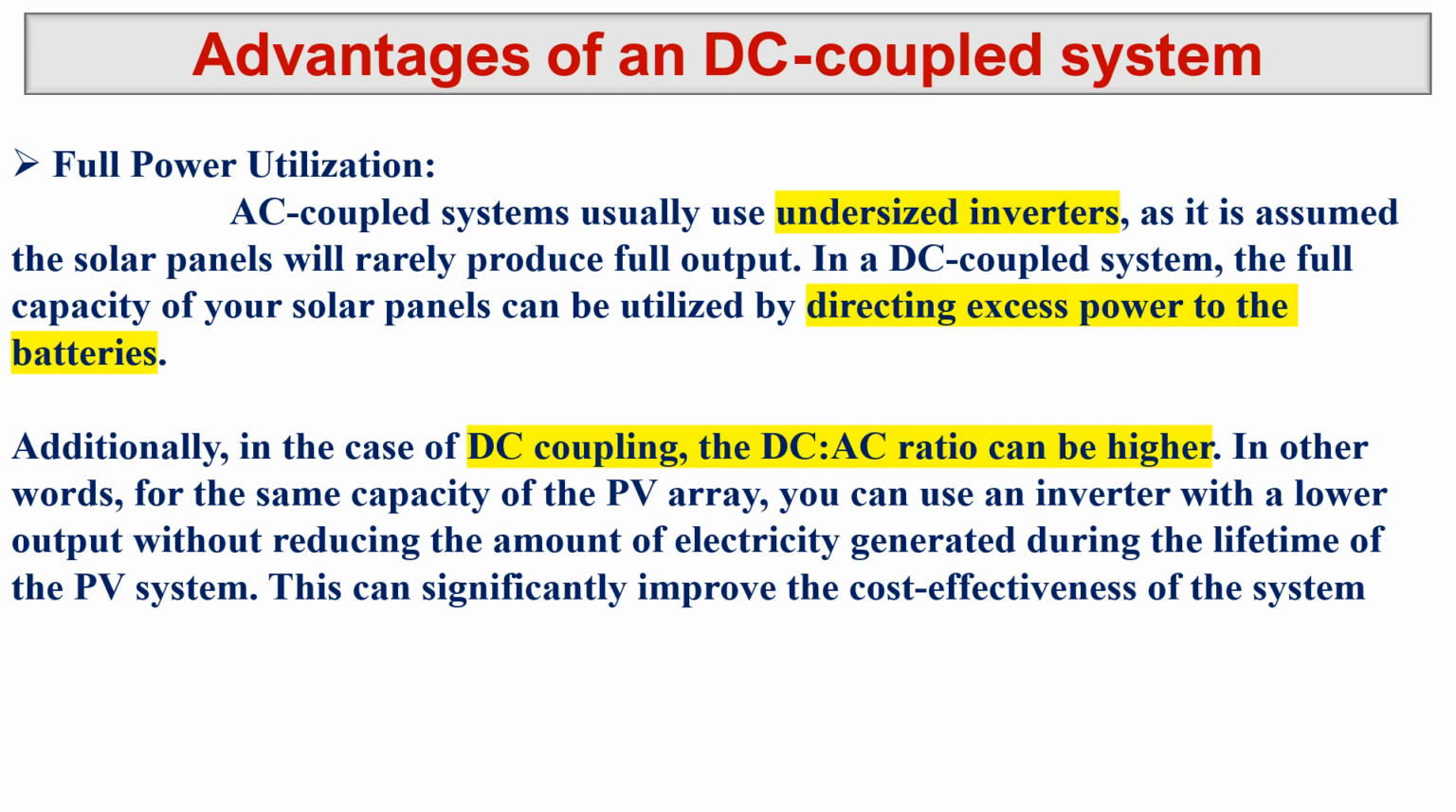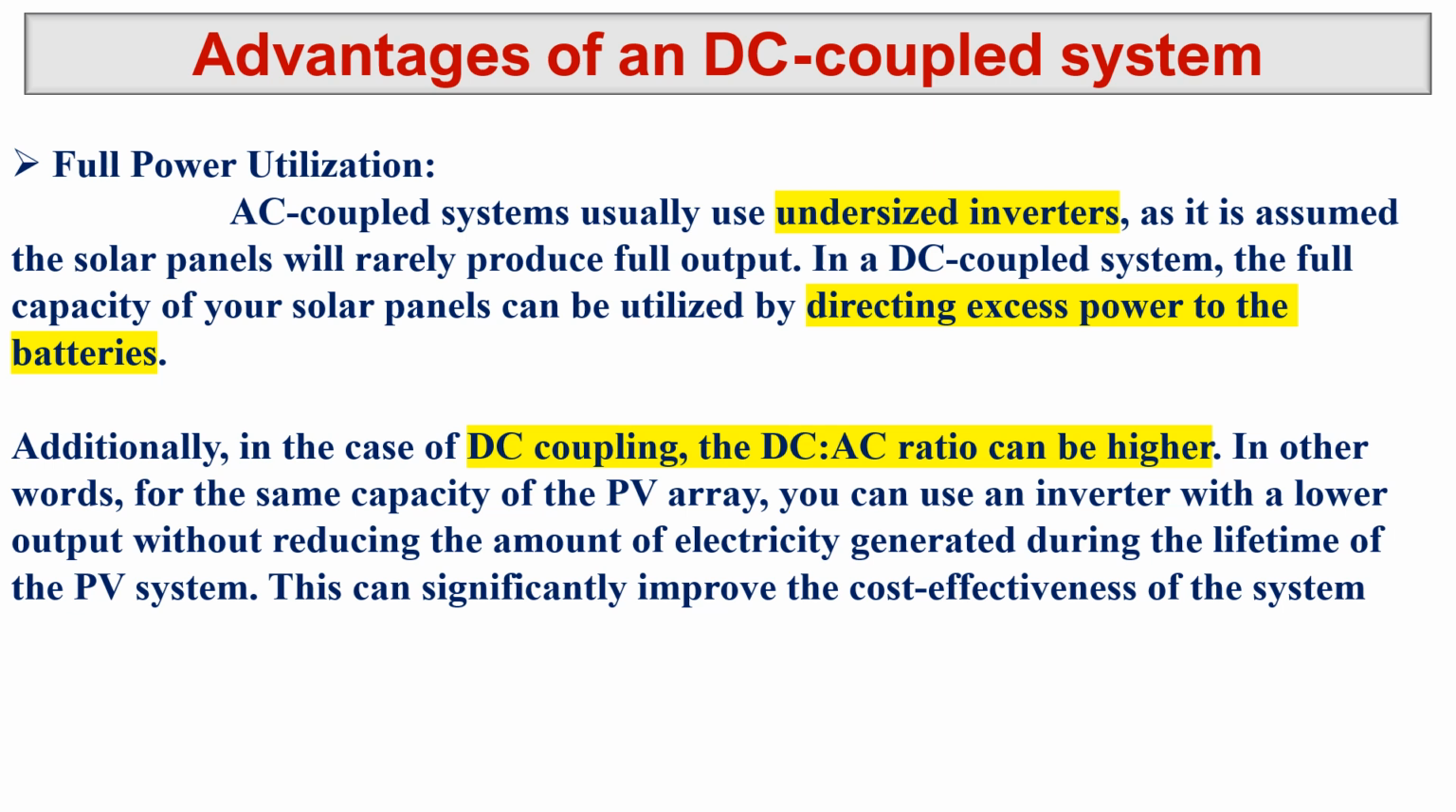Okay, now the full power utilization. AC coupled systems usually use undersized inverters, because it is assumed the solar panels will rarely produce full output. That is the reason many installers say you can install a slightly larger size of panels compared to the inverter. Let's say a 1 kilowatt inverter can handle 1.2 kilowatts of solar panels, because they say solar panels will not always produce the maximum stated power generation at STC, standard test condition.